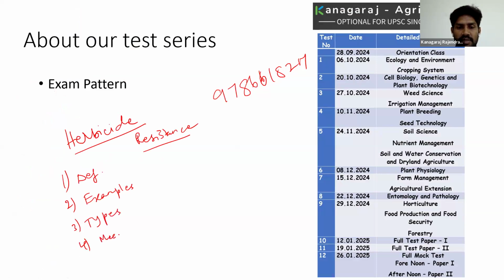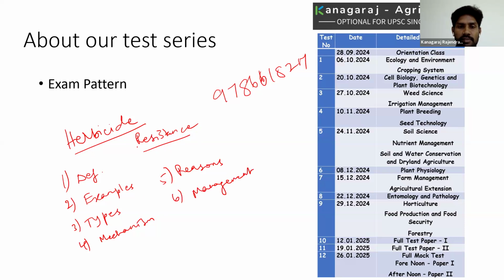What is the mechanism behind herbicide resistance? And then what are the reasons for the development of resistance? And then finally, management practices. If you cover it in this way, you won't miss any question from the herbicide resistance topic. Definitely the questions will be based on any one of these subtopics.